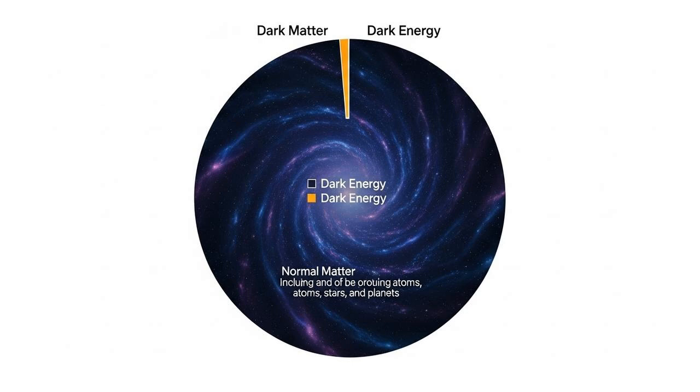The familiar atomic matter that makes up you, me, the stars, and the planets, that's only about 5% of the total cosmic inventory. The other 95% is made of two completely mysterious components: dark matter and dark energy. We can't see them, we can't touch them, but we know they're there because we can see their gravitational effects on everything else. So any realistic simulation has to include this massive, invisible dark sector.